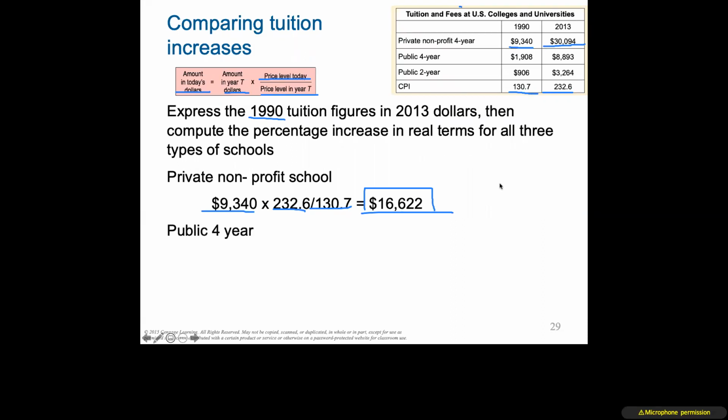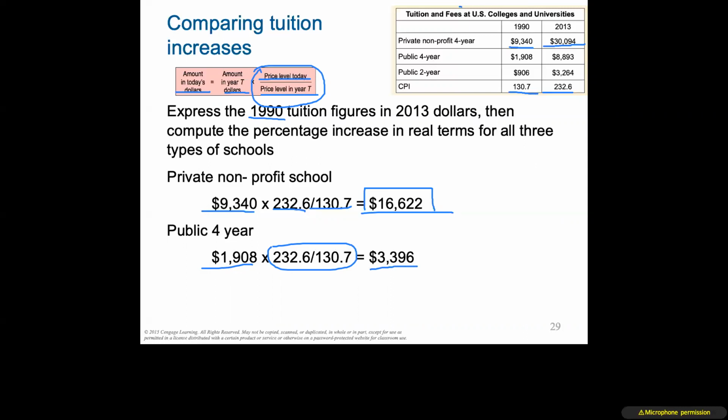A public four-year doing exactly the same equation. So you'll notice right away that because we're comparing the same years, this portion of the equation didn't change, right? Because the price level today and the price level in year T didn't change. It was just the amount we paid. So a public school back in 1990 was $1,908. Adjusting for the price levels would come out to be $3,396.